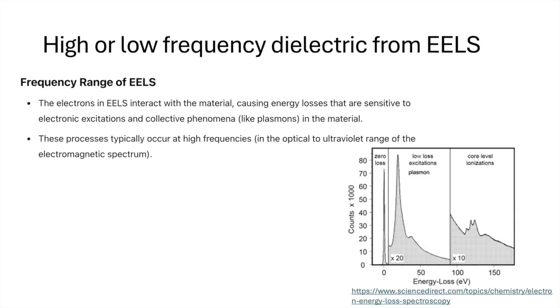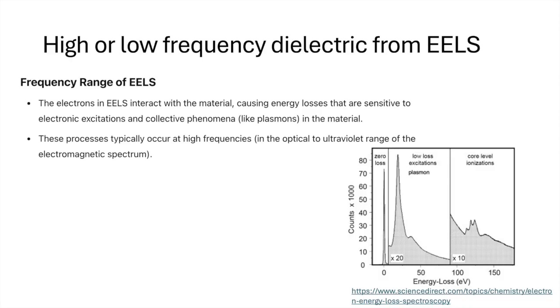So does EELS probe low or high frequencies? Think about what's happening physically. The electron beam interacts with the material at energy losses of tens of electron volts. That's equivalent to frequency on the order of 10 to the 15 Hertz, much higher than the phonon or ionic vibration range. Therefore, EELS effectively measures the high-frequency dielectric response dominated by the electronic polarization.